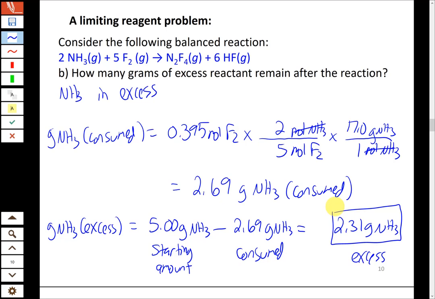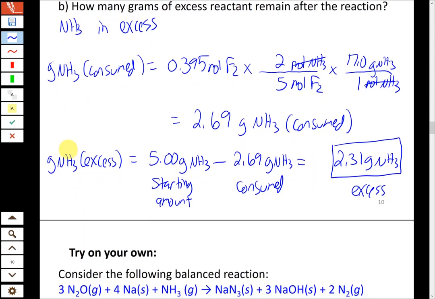So these are two variations on the same problem. We could ask you for either of these in a typical homework problem or exam problem. All right, so any questions on limiting reactants, how to calculate them, how to use that information in a problem like this? All right, let's just do one more example.